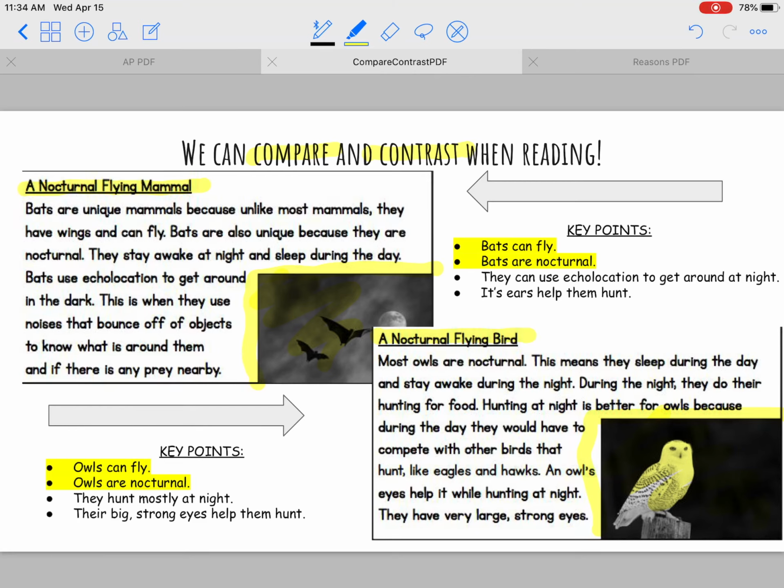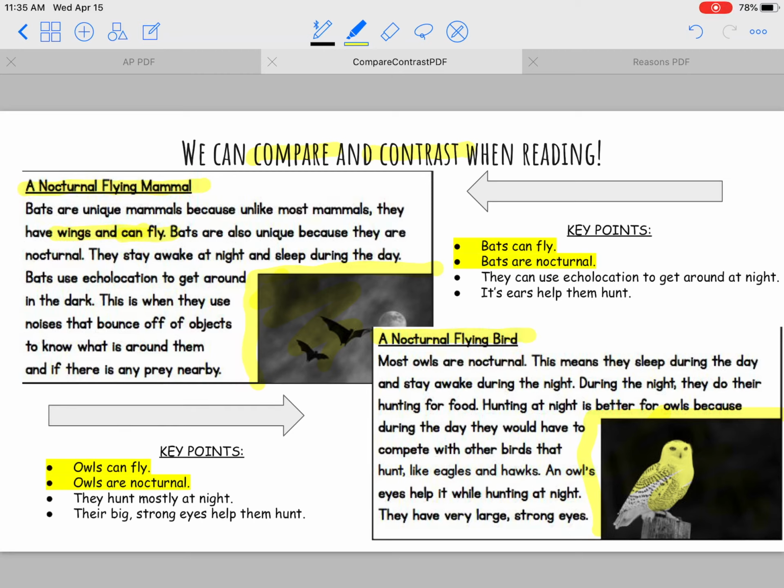Bats are unique mammals because unlike most mammals, they have wings and can fly. Bats are also unique because they are nocturnal. They stay awake at night and sleep during the day. Bats use echolocation to get around in the dark. This is when they use noises that bounce off of objects to know what is around them and if there is any prey nearby.